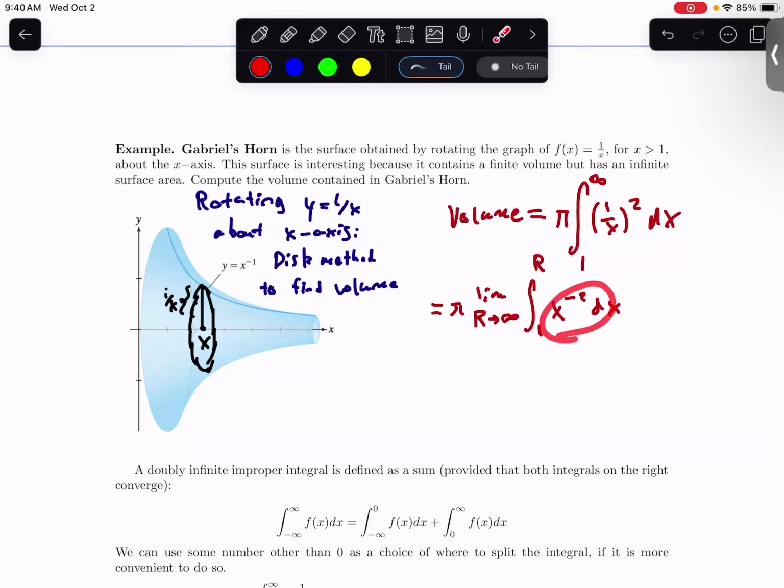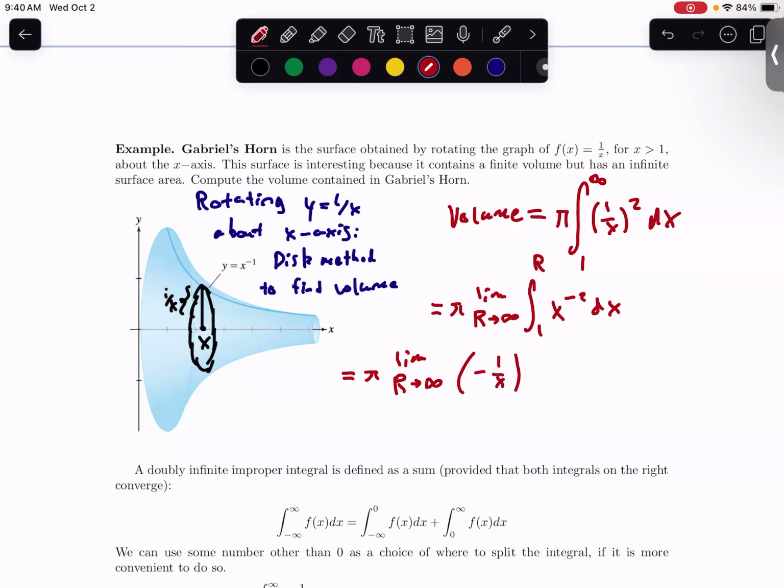And so this is a straightforward integral to compute. You just use the power rule for integration. So you add 1 to minus 2, so you'll have x to the minus 1 over minus 1. So this will be equal to pi times the limit as r goes to infinity of minus 1 over x, evaluated from 1 to r. This is really the same thing. You can pull out the minus 1 and bring it out in front. So this is going to be minus pi times the limit as r goes to infinity of 1 over r minus 1.